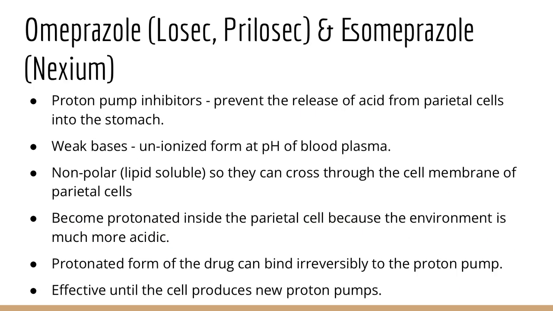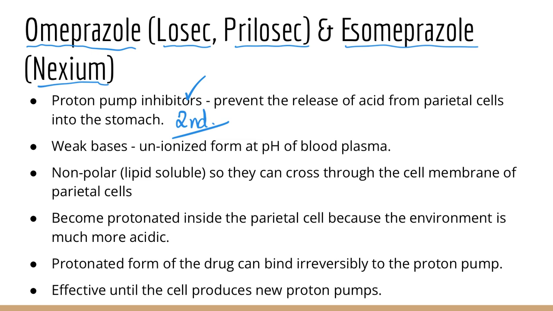The other classes of medications here, I'm not even going to attempt to say the names because I don't know how to pronounce them, but they're commonly known as Losec or Prilosec is one class, and the other class is Nexium. These are specifically proton pump inhibitors, and they prevent the release of acid from the parietal cells into the stomach. This is the second method of treatment for peptic ulcers.